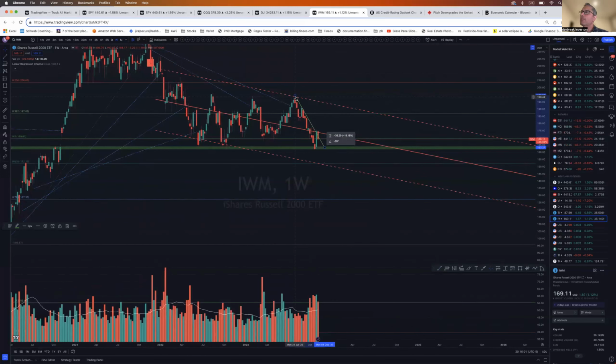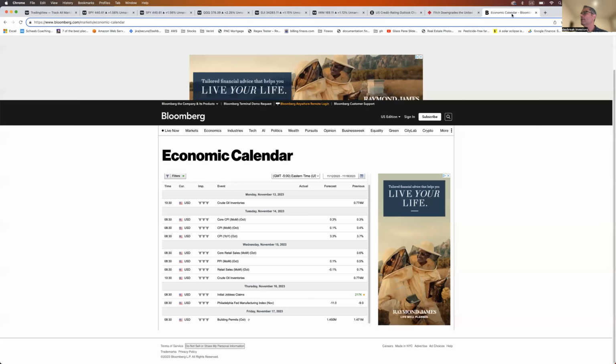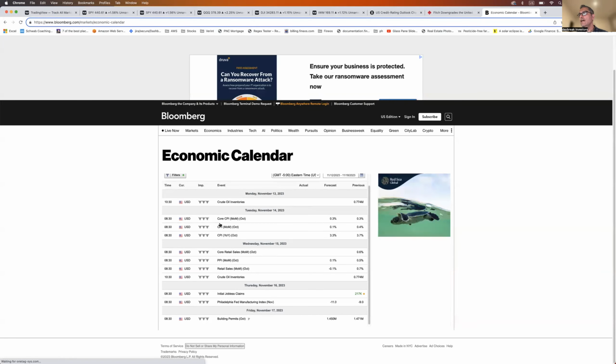So now let's talk about a little bit of the catalyst that we are seeing this week. If we get the economic calendar, we're going to have the CPI, a possible big catalyst, on November 14. We're going to have the PPI on November 15, the initial jobs claims on November 16, and on November 17, that is going to be the greatest catalyst.